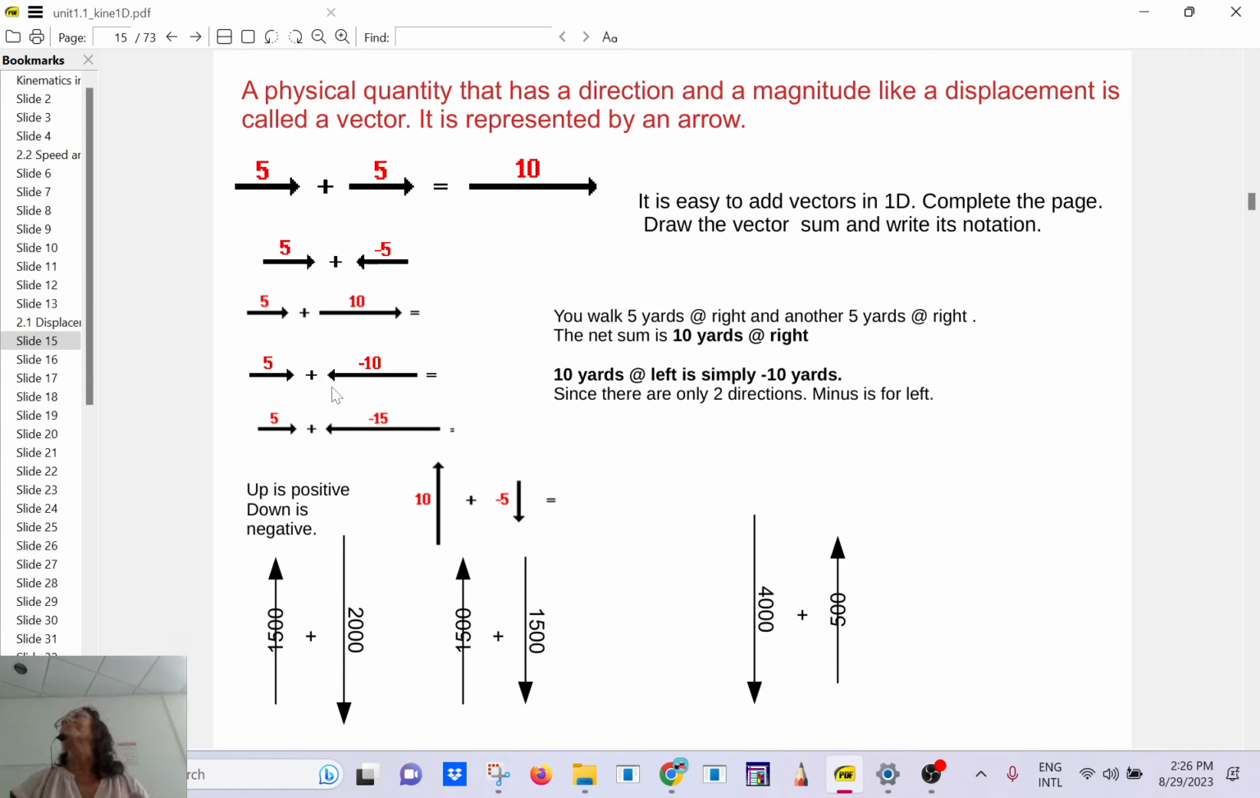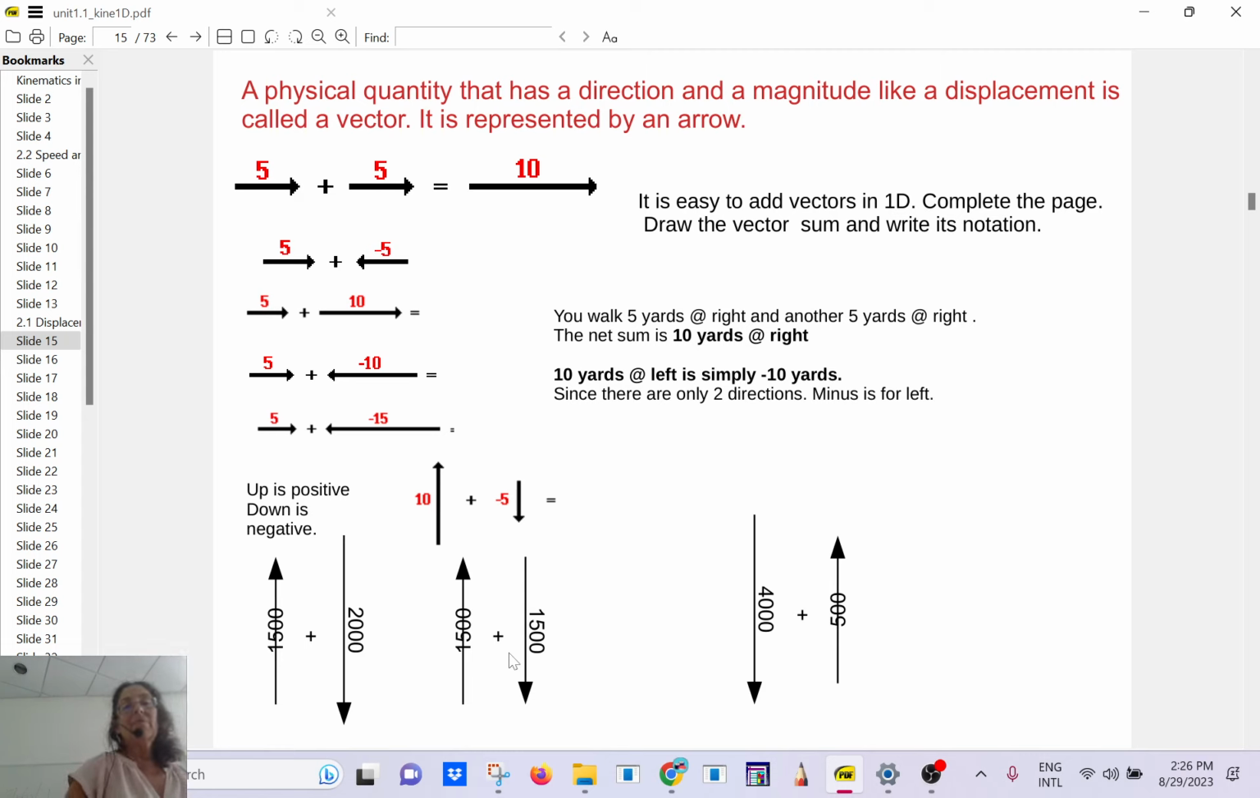Someone is eating something that smells good. It smells sugary. So 5 to the right, 15 to the left, that's going to be negative 10. That's your displacement, but the distance is going to be 20 if we are talking about moving. And up and down, the same thing.